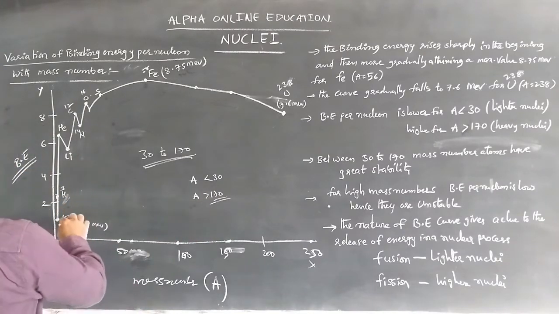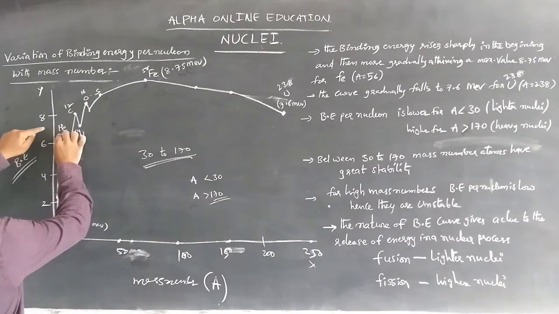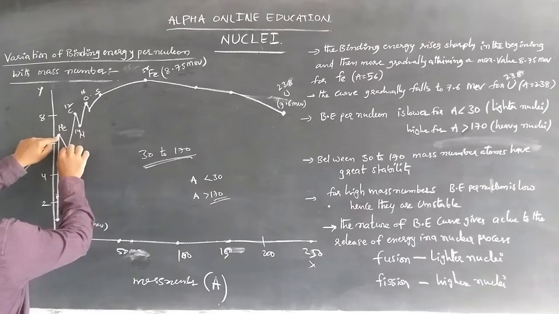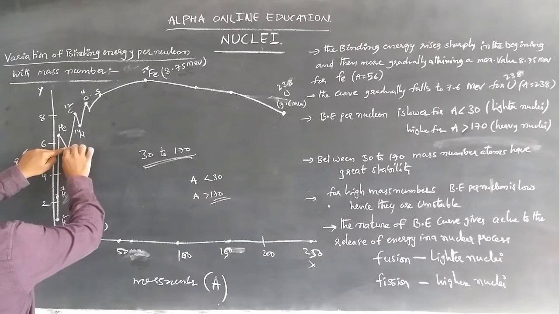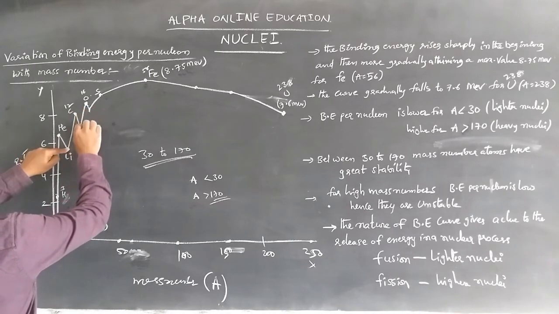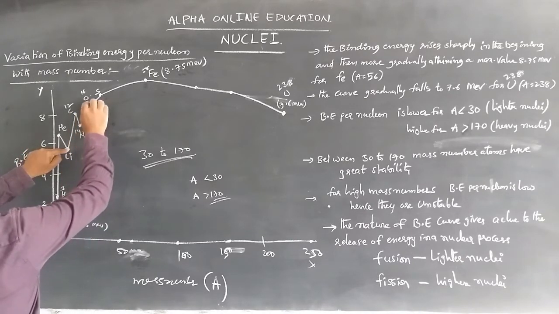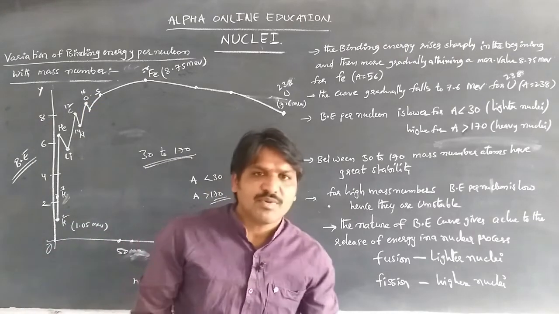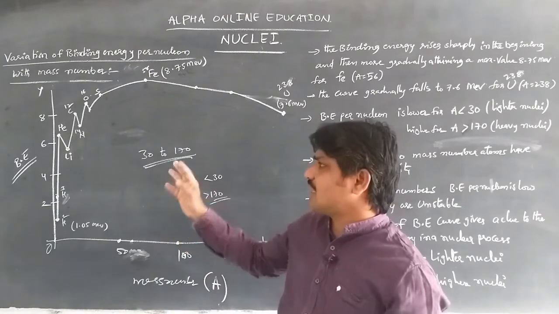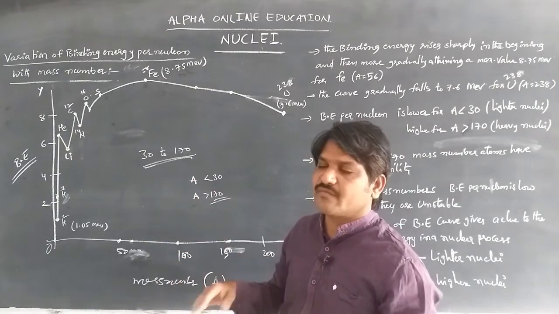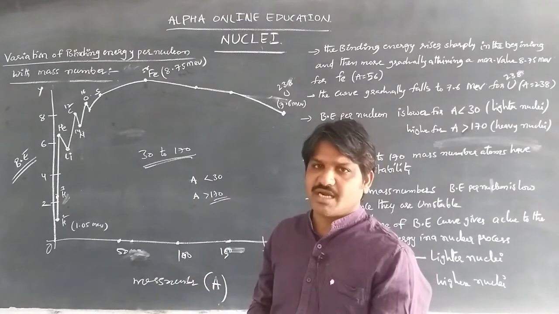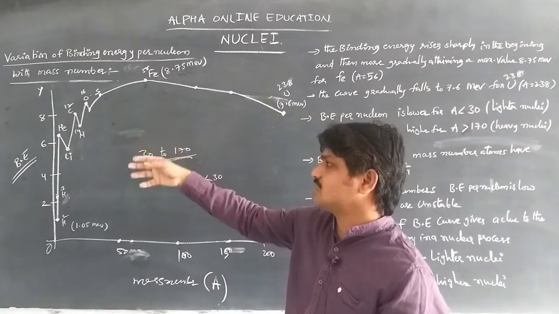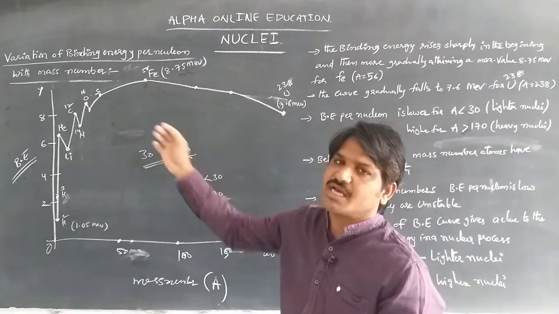If we see that helium has more than its neighbor, then the neighboring atom has less. Compared with that, carbon has more, then nitrogen has less, then oxygen has more. In comparison with neighboring atoms, these lighter nuclei are more stable.